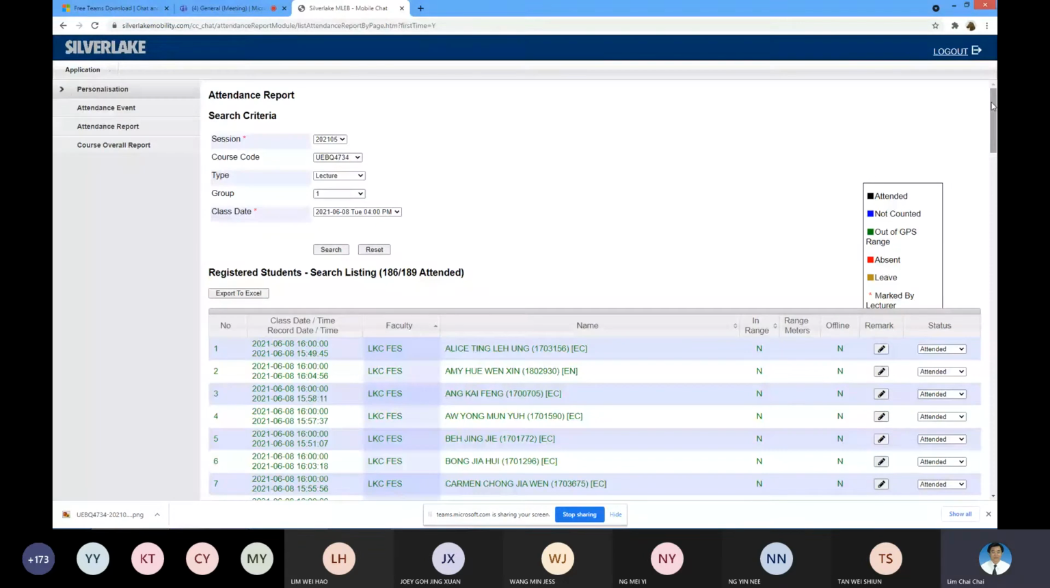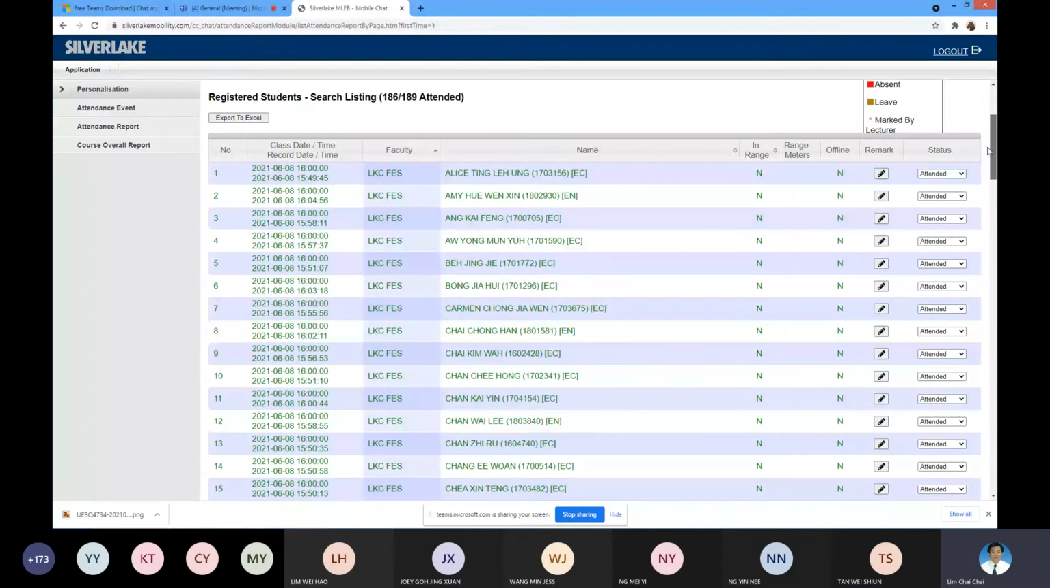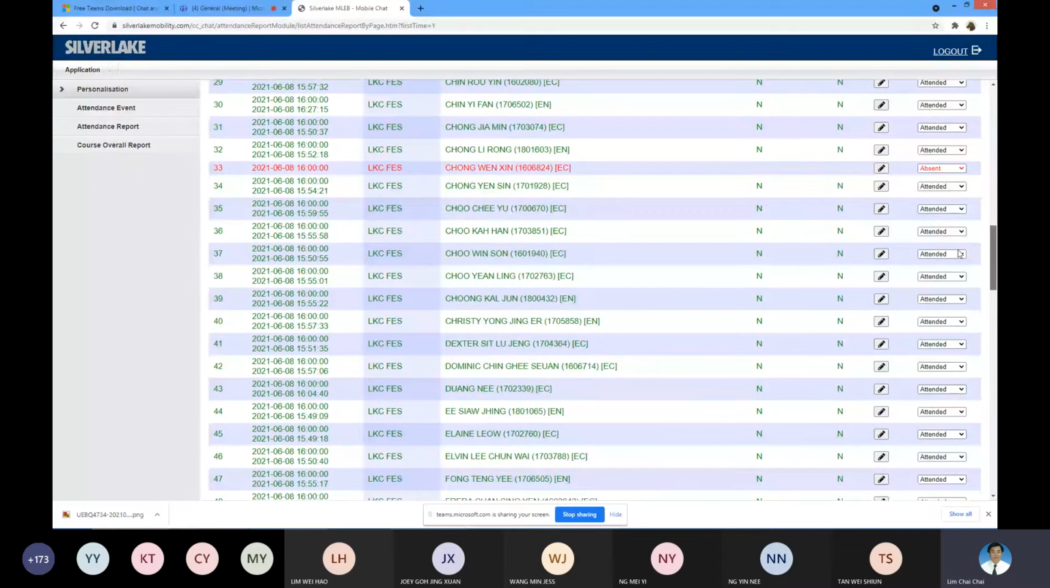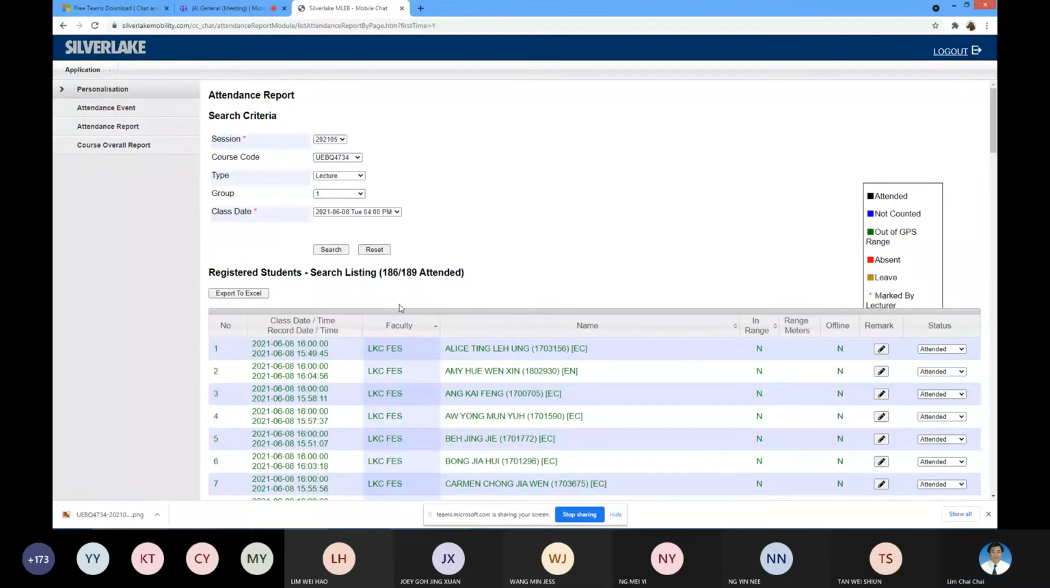So now we have 186 upon 189. Three of them are absent. Three of you. Okay, so one of them is Chong Wai Sing, Wen Sing. Second one is Carmen. Third one is Shirin. Okay, so three of you are absent. I think the rest are present because here is 186 upon 189. Okay.